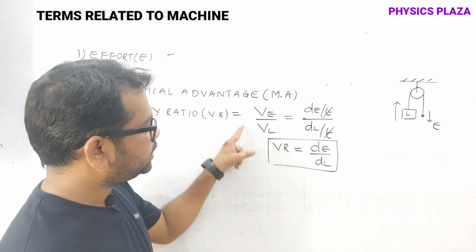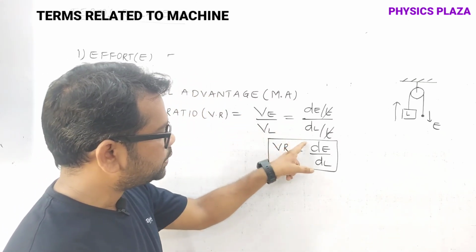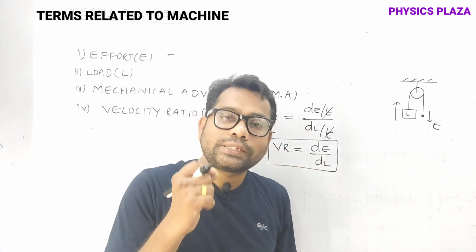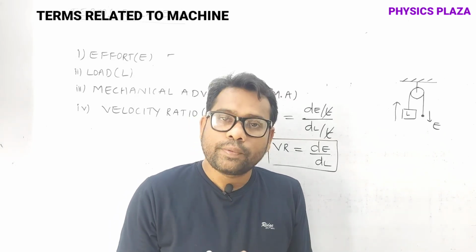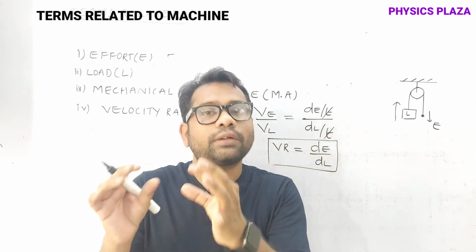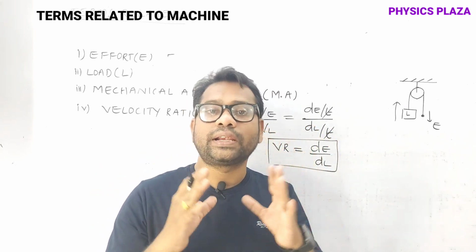And as you can see here, whether it's velocity or displacement, velocity ratio is a ratio between two similar physical quantities, so their units will get cancelled.